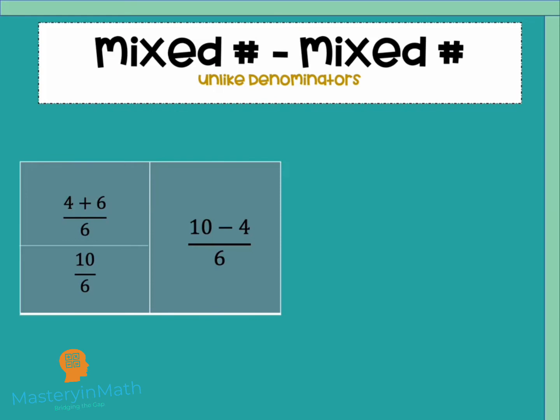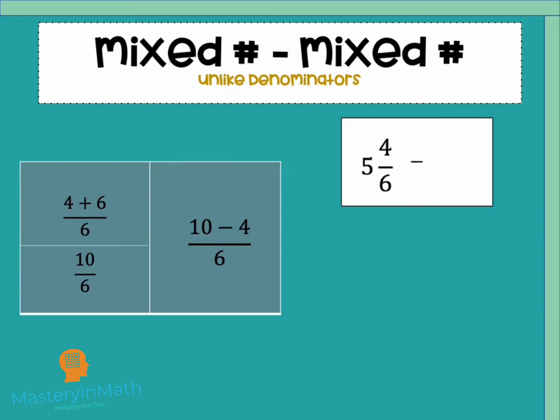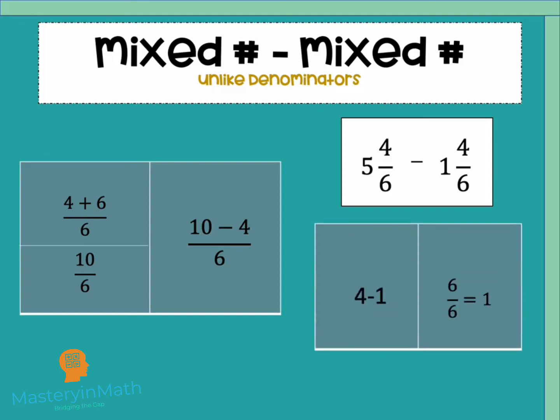Take away 4 from 10. You have 6, and your fraction is 6/6. 6/6, we said, is the same thing as 1 whole. Now, here's the thing. Even though you have 1 whole over here, you can bring that 1 whole in your whole number world. But let's subtract. Take away 1 from 4. You're left with 3. And the 1 that you bring over here, now you can bring it down. 3 plus 1 is equal to 4.